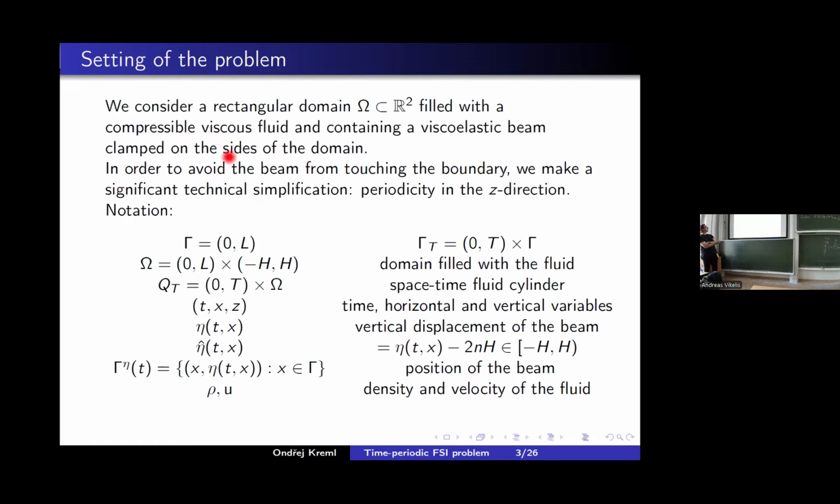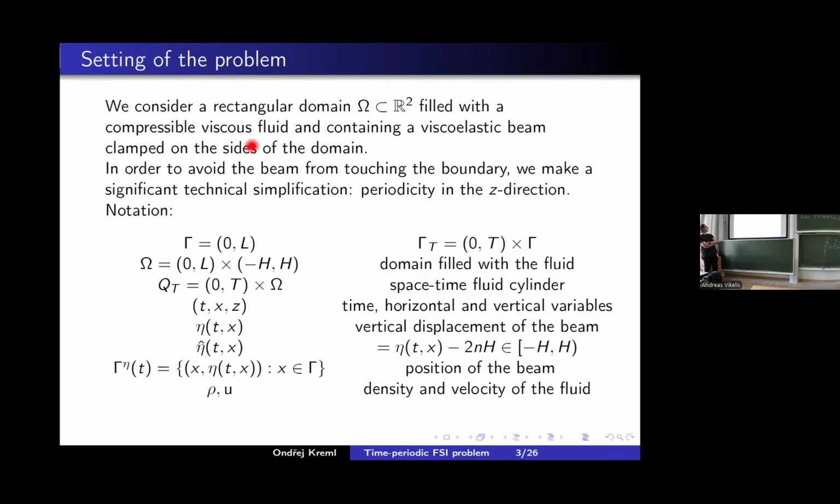So first of all, our problem is two-dimensional. So the fluid fills a two-dimensional domain, which is denoted by omega. And for technical reasons, this domain is actually a rectangular domain, and we impose not only time periodicity but also periodicity in both spatial directions. Right? So we have a rectangular domain filled with fluid, and inside this fluid there is a beam which is supposed to be viscoelastic. I will show what it means for the equations a little bit later on.